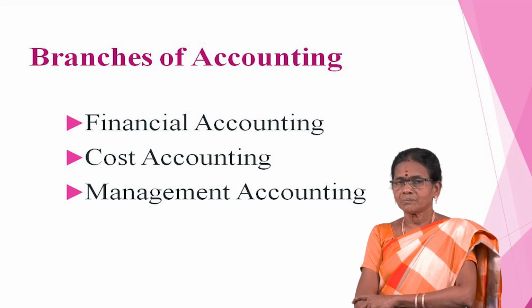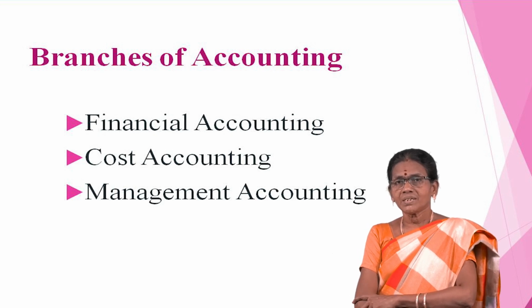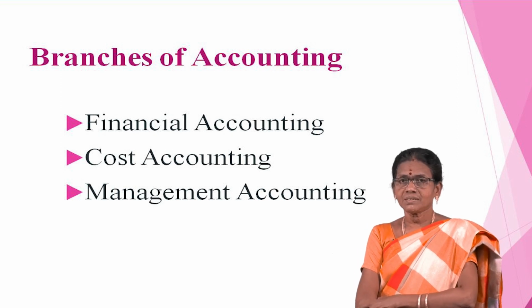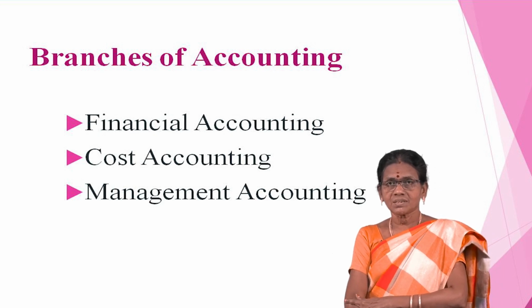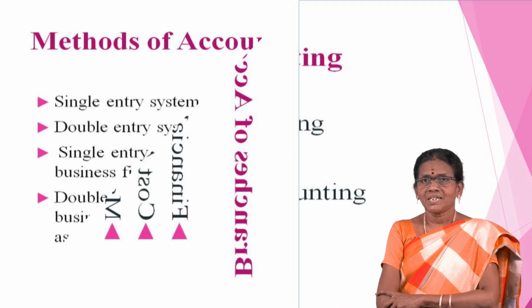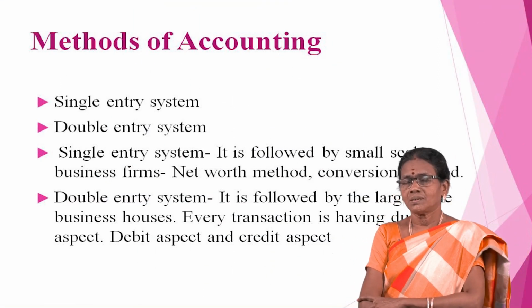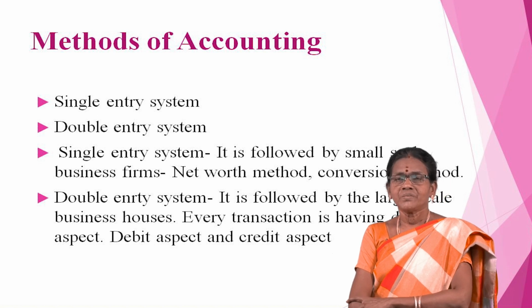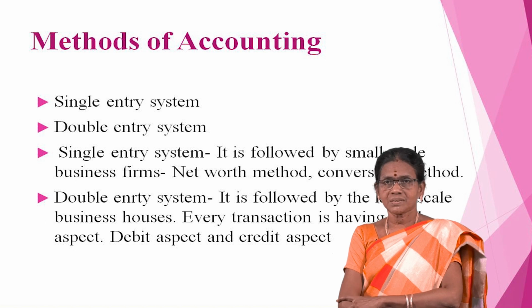Then management accounting. Management accounting is followed by the companies when they have to take decisions at the correct time. So these are the three branches of accounting. The next one, methods of accounting. There are two foremost methods of accounting possible. Number one is the single entry system. Then the second one is the double entry system.